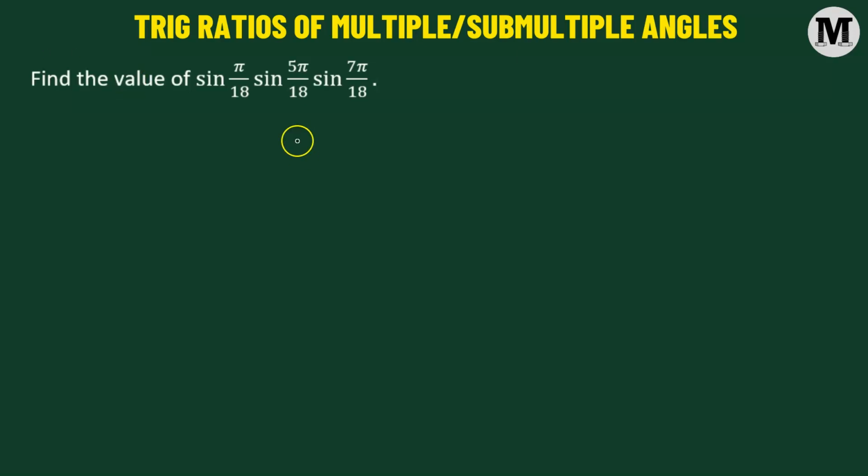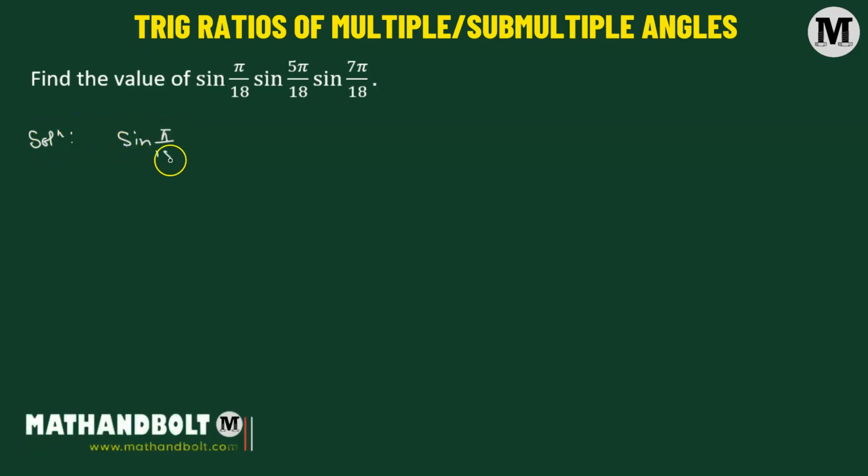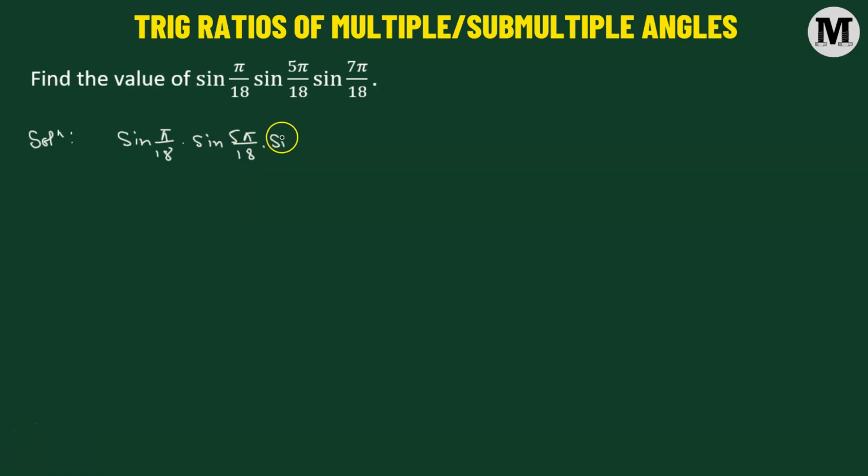We need to find out the value of the given trigonometric expression. Let us begin. Now here we have sine of pi over 18 multiplied to sine of 5 pi over 18 times sine of angle 7 pi over 18.